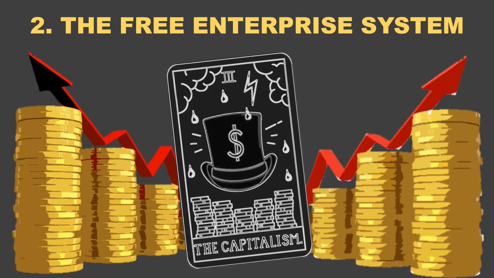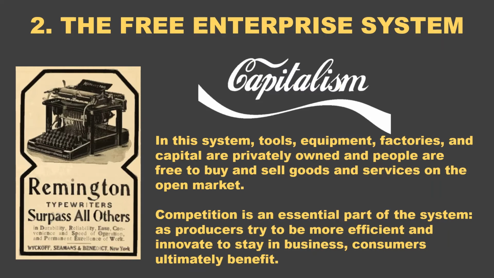Another key for economic success was the free enterprise system, or capitalism. In this system, tools, equipment, factories, and capital are privately owned, and people are free to buy and sell goods and services on the open market. Competition is an essential part of the system. As producers try to be more efficient and innovate to stay in business, consumers ultimately benefit. In the United States, a competitive work ethic and a culture that emphasized individualism, entrepreneurship, and material success further strengthened these characteristics of the capitalist system.